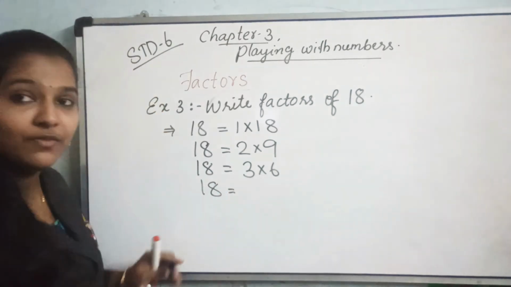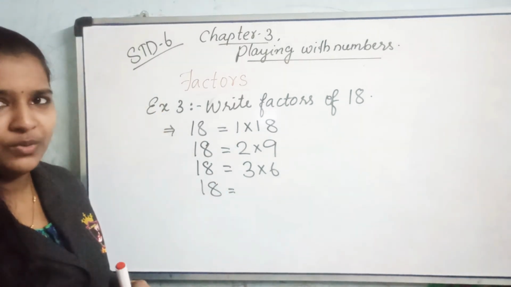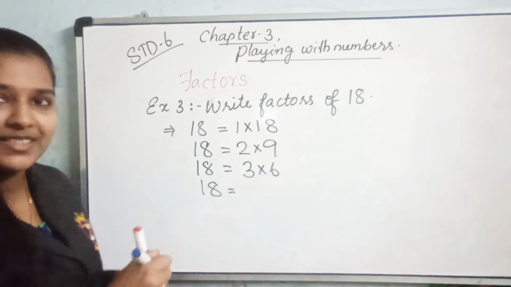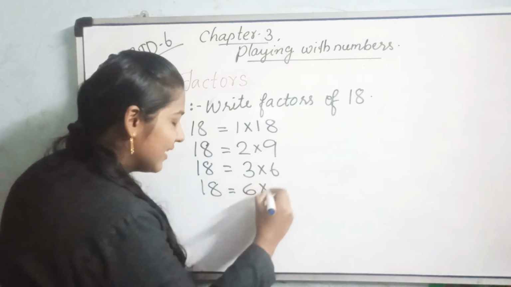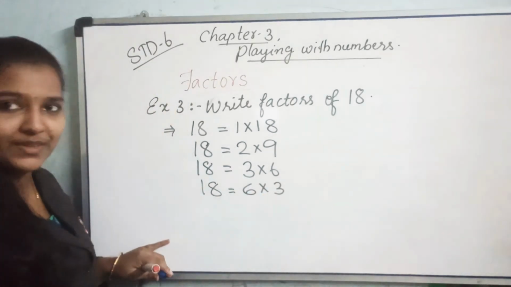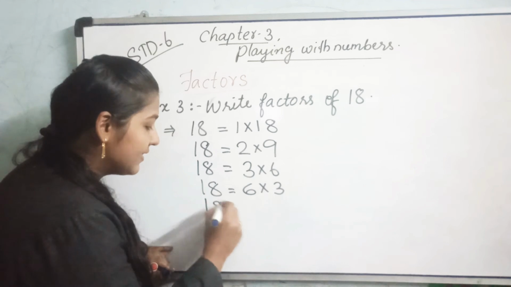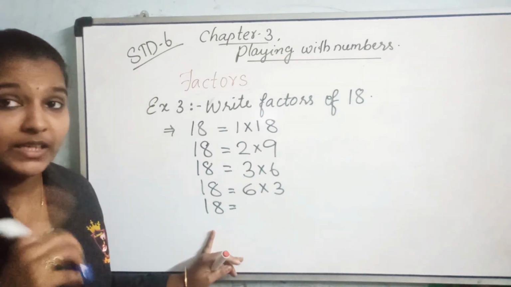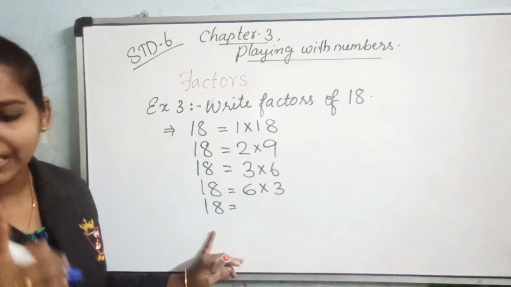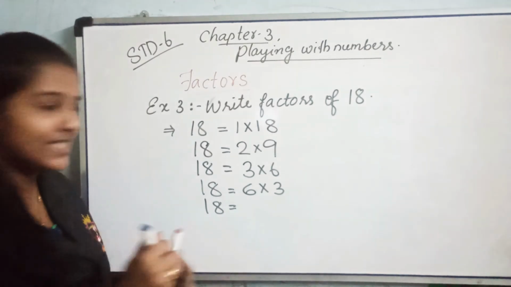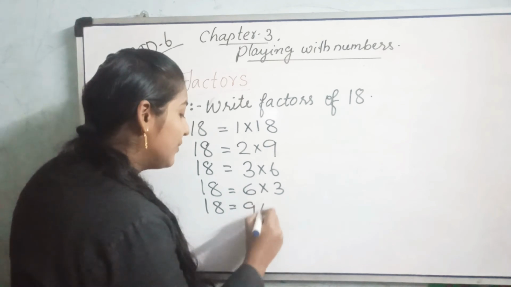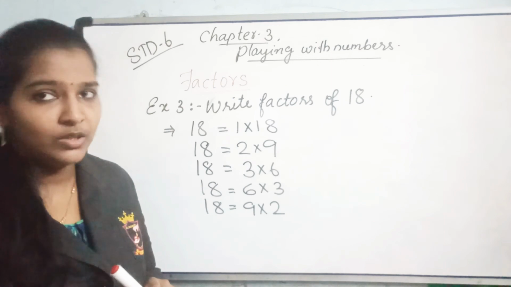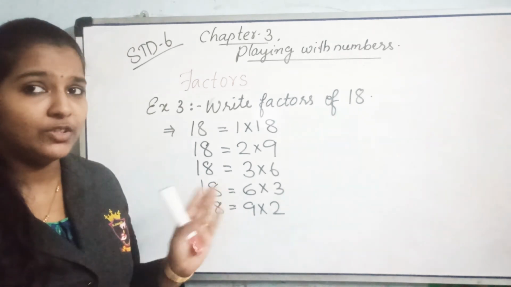No. Does it come in 5's table? No. What about 6? Yes, 6 3's are 18, isn't it? So you can write 6 3's are 18. Okay, and then does 18 come in 7's table? No. 8's table? No. Then 9's table? Yes, that is 9 2's are 18. Tell me, is it in 10's table? No. Then 11, 12? No.